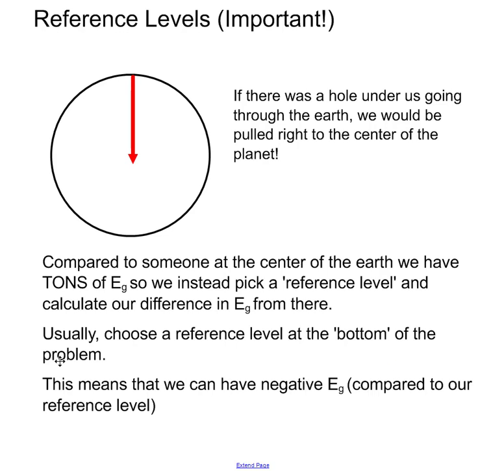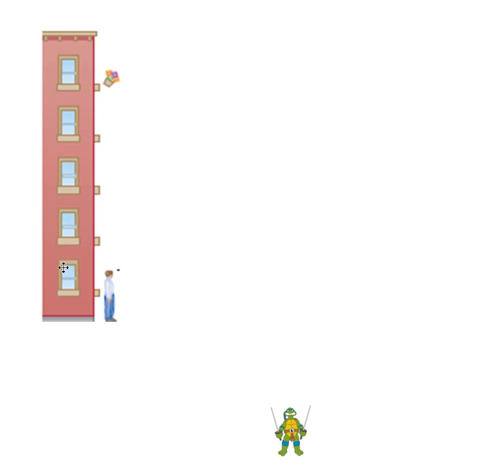So usually we choose a reference level at the bottom of the problem, but that does mean that we can have negative gravitational potential energy if something moves below the reference level or starts below the reference level. If it's starting below the reference level, a negative gravitational potential energy would tell you how much energy it would need to raise it up to that reference level. So let's have a little look at what that might look like.